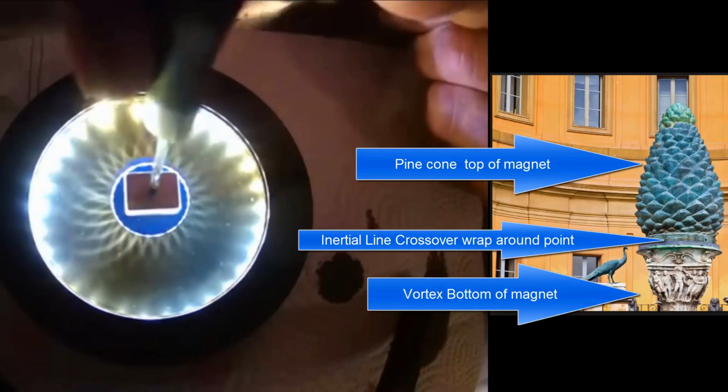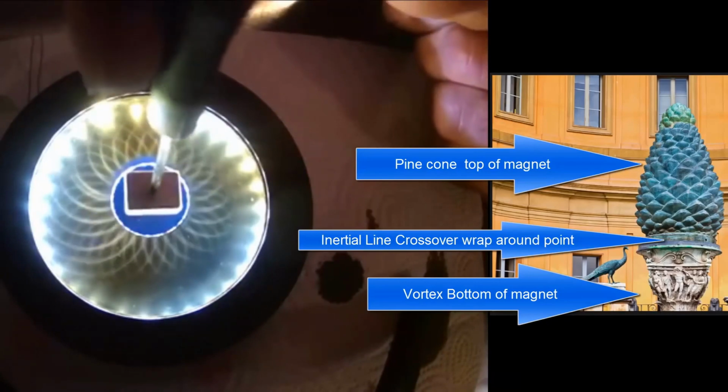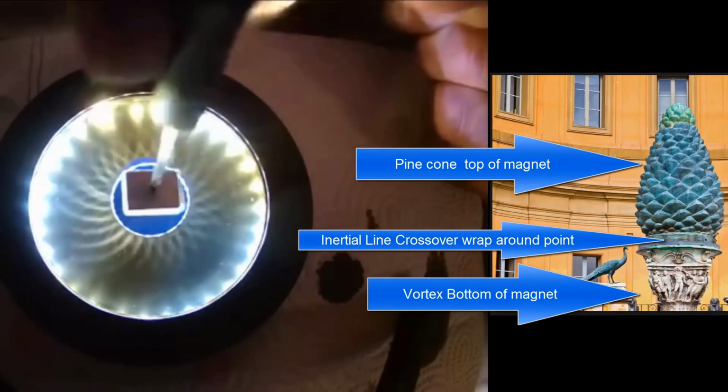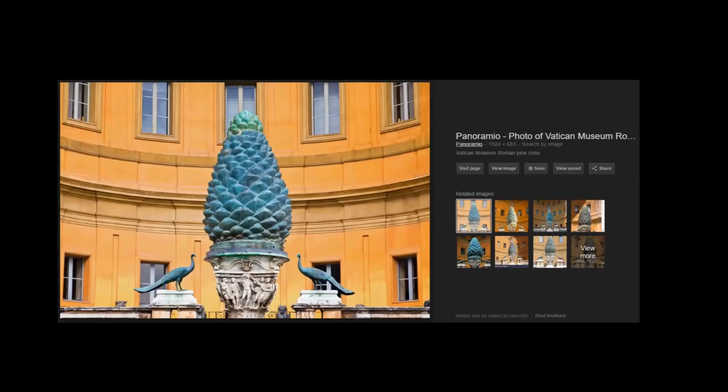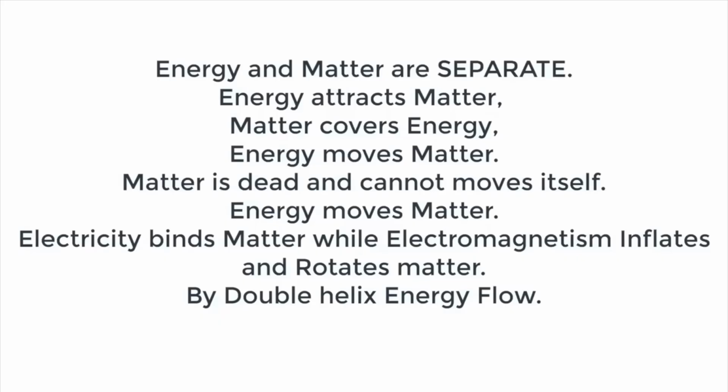People said I should go look at Maxwell's examples. Why? Then I'd be like all the dim-witted people who've been learning indoctrinated trash. So my evidence has all been on screen. Matter cannot move itself. Energy moves matter. Electricity binds matter, while electromagnetism inflates and rotates matter by double helix energy flow, which is electricity and electromagnetism.